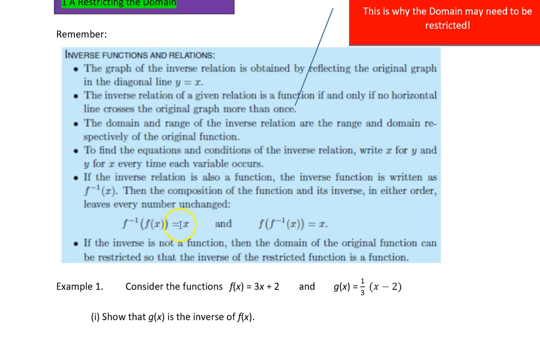This notation you may not have seen before, but it's just saying if the inverse relation is a function, and you know that some functions' inverses won't be functions, but if the inverse is a function, the inverse function is written as f to the minus 1 of x. If we take the inverse of a function, we'll get x. Likewise, if we take the function of the inverse, we will get x. Now you'll see that actually in action with some functions.